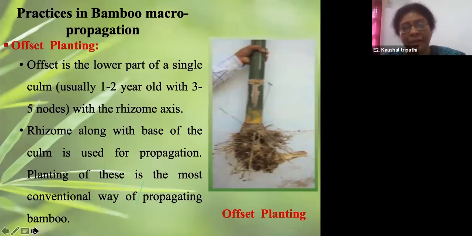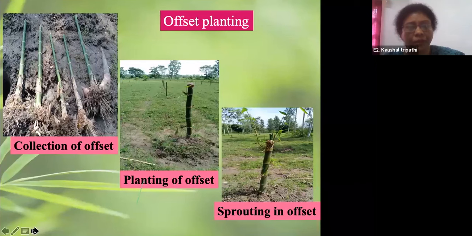Next slide, please. And so these are a few pictures of the offset planting. This is a collection of offsets dug from the mud. These are the offsets which have been dug out, and then planted out in the field. And here we have got the sprouting in the offsets. You can see the sprouting here in the offsets. Next slide, please.